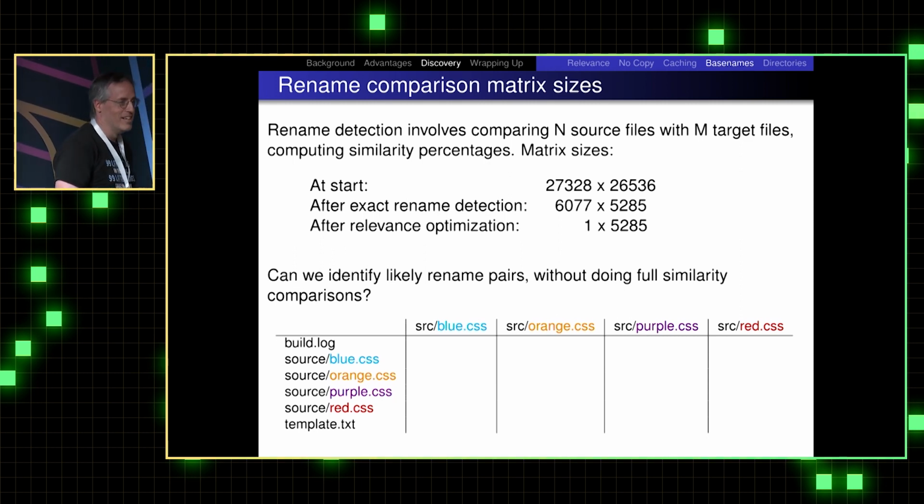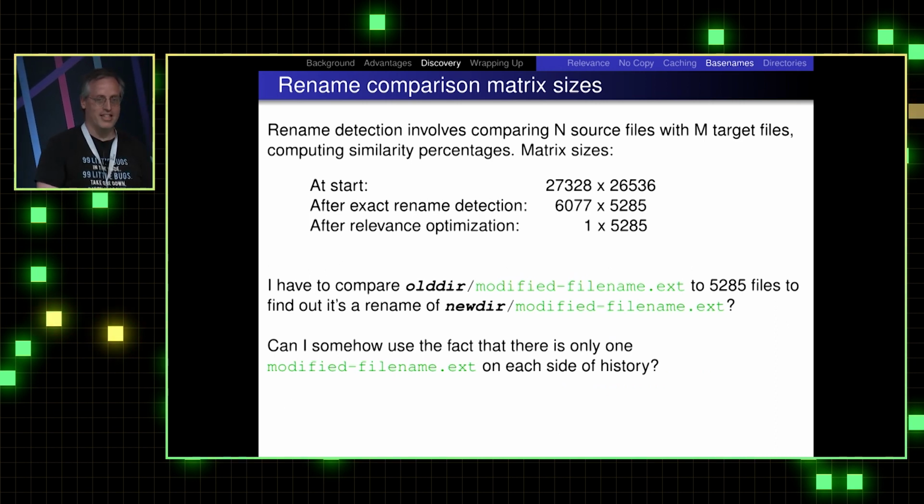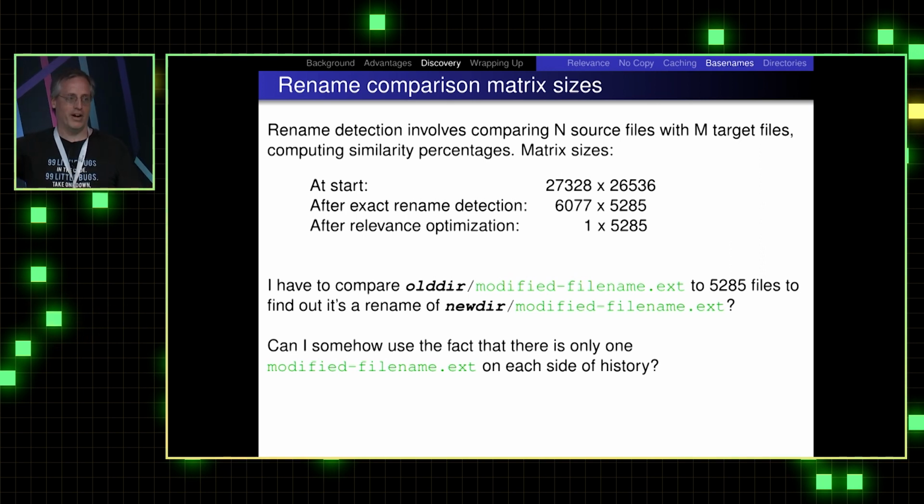Okay? And this really mattered in my case because I can see in my file list that I have a file with the same base name on both sides. Why do I have to compare this one file to 5,200 files when, without even opening the file in the editor, I'm pretty sure that that's the one that's the rename? And that may sound like cheating, and I was worried that I was cheating.